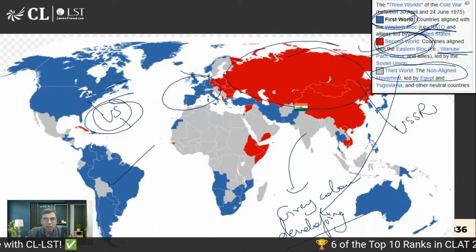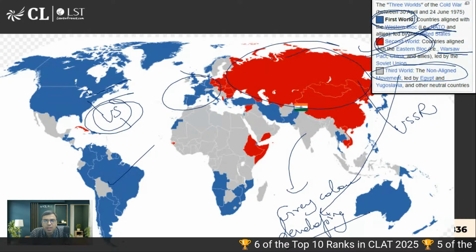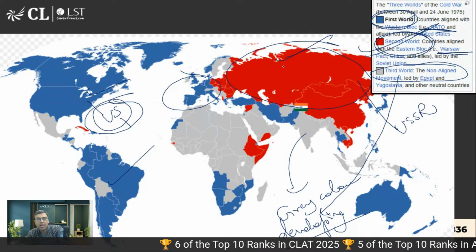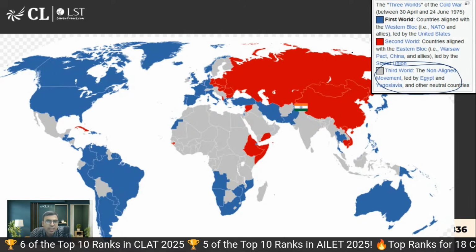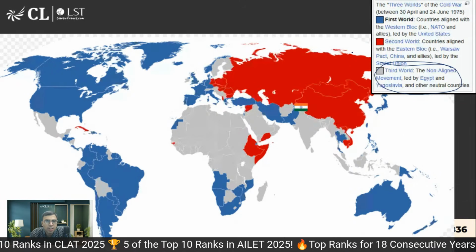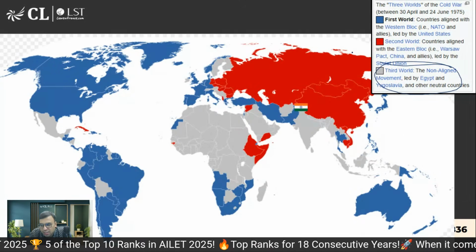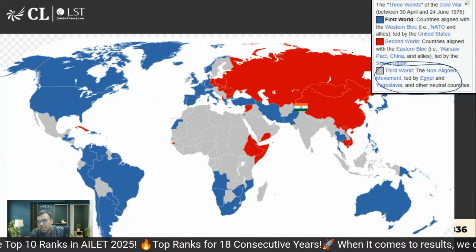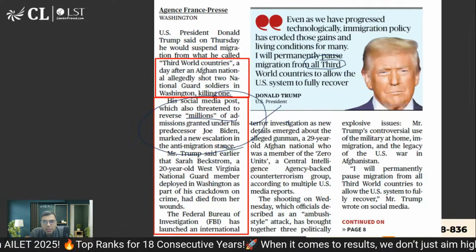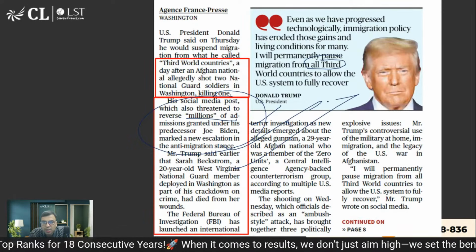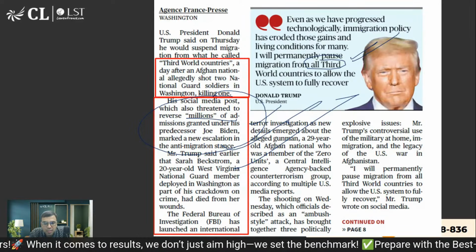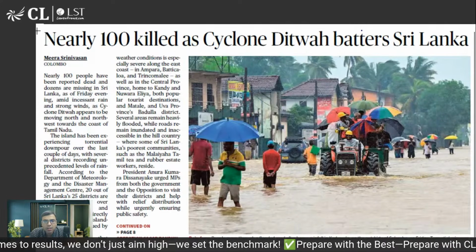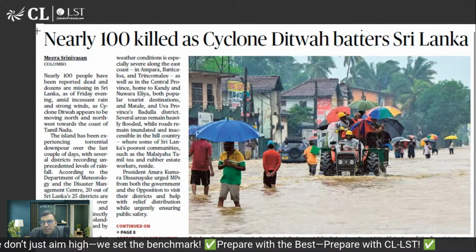The red ones, the Soviet Union or pro-Soviet countries, were called second world, and the non-aligned movement countries, those who had not supported either of the blocs, are called third world countries. I hope it is crystal clear. So this was very much in the news, Donald Trump talking about this, that he will pause migration from all third world countries. Let's move on to another article, which was on the first page.